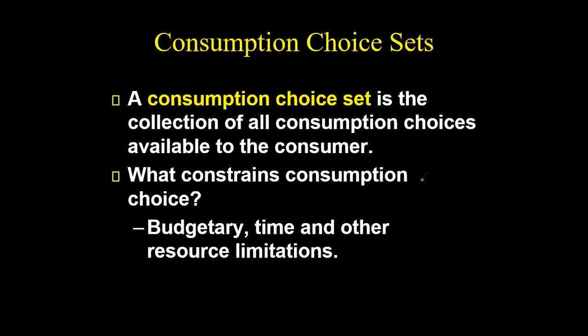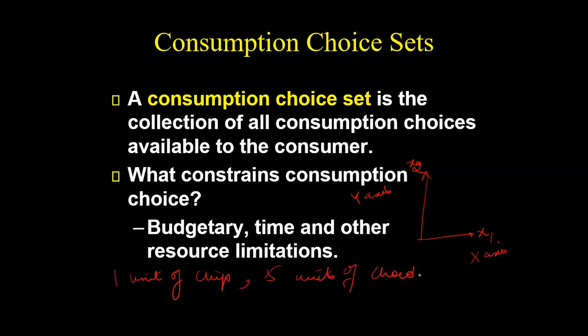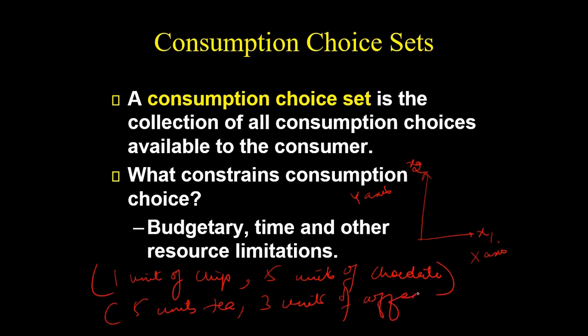Usually, because I talk about two axes, x1 and x2, or x-axis and y-axis, most of the time the consumption choice set that you will come across will be two-dimensional. So it would be like saying, I want 1 unit of chips and I want 5 units of chocolate. That's the consumption set I have. Or my consumption set can be 5 units of tea followed by 3 units of coffee. That can be my consumption set.